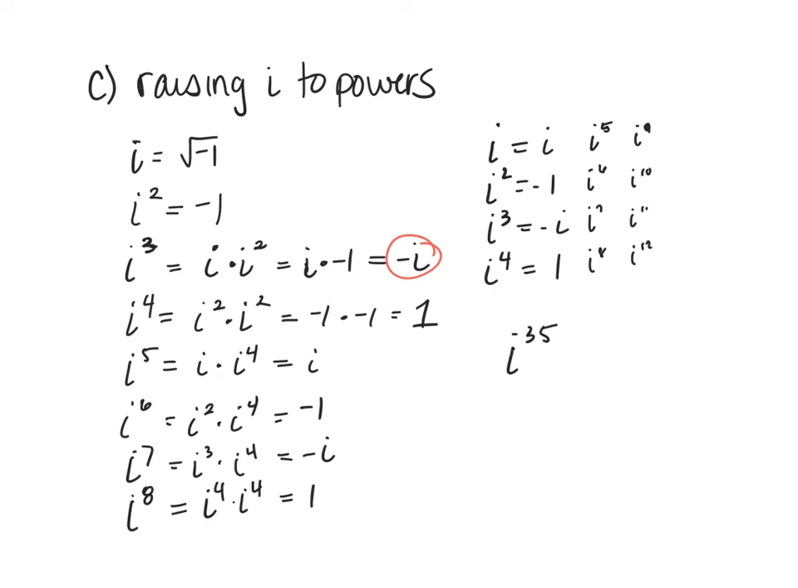If I want i to the 35th power, well, I can figure out how many i to the 4ths I have in there, and then the leftover will tell me whether it's i squared or i cubed. And if I don't have any leftovers, it equals 1. So we can take 35 and divide it by 4, because our pattern repeats at 4. And so 4 goes into 35 8 times. 8 times 4 is 32. And then I get a remainder of 3. So that means I go through this cycle 8 times, and I end up at i cubed. So i to the 35th power is equal to negative i.